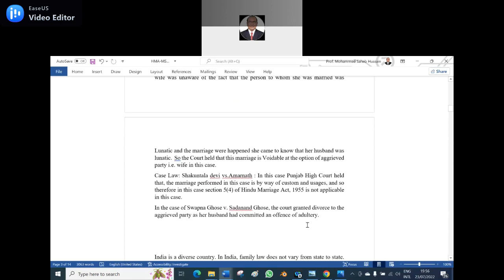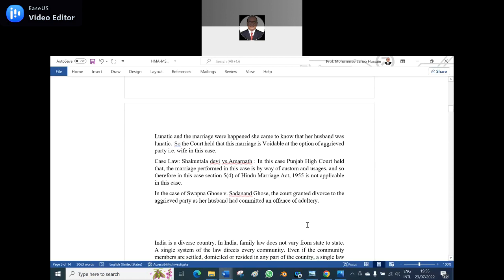Next case law: Swapna Ghosh versus Sadananda Ghosh. The court granted divorce to the aggrieved party as her husband had committed the offense of adultery. Of course, now adultery is no more an offense, but at that time it was an offense, and hence we can use Swapna Ghosh versus Sadananda Ghosh. Adultery is still a ground for divorce. It is a ground, but not an offense. What is the name of the case law? Swapna Ghosh versus? I said adultery is not an offense.